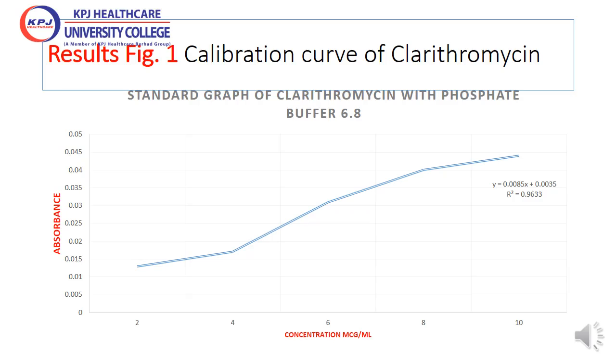This is the calibration curve of clarithromycin in phosphate buffer 6.8, and this was obtained by using concentrations of 2, 4, 6, 8, and 10 mcg at 205 nanometer.